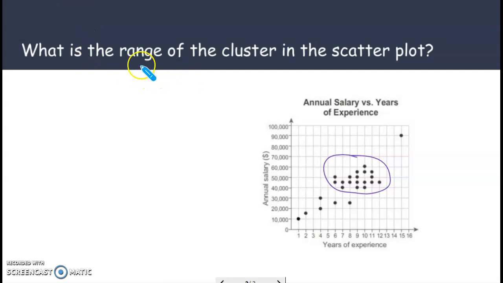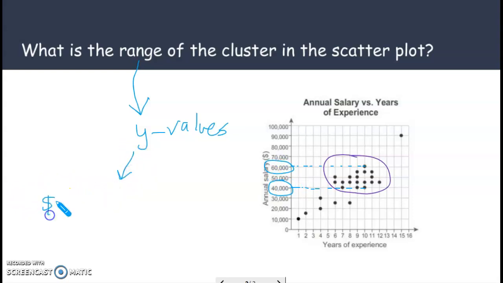Now, whenever you talk about range, you're talking about y values. So what you do for the range, go to the bottom of the cluster and then look at the y coordinate that corresponds to the bottom. Notice that's at 40,000 here. Go to the top of the cluster. That's the upper echelon, the upper part of the cluster, upper part of the range. So the range here of the cluster seems to be 40,000 to 60,000.